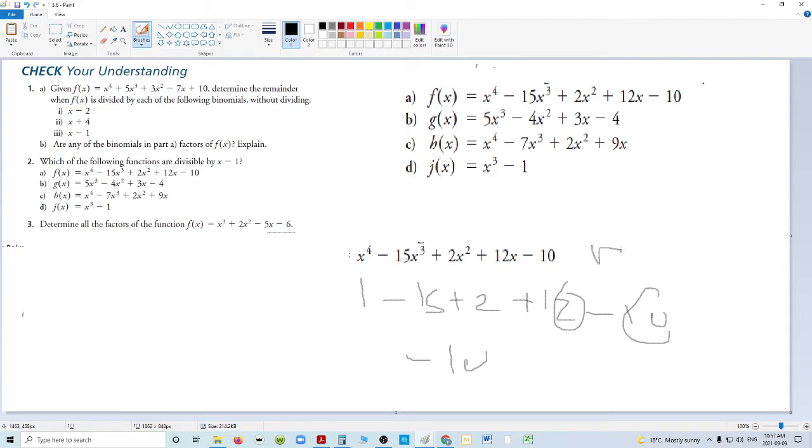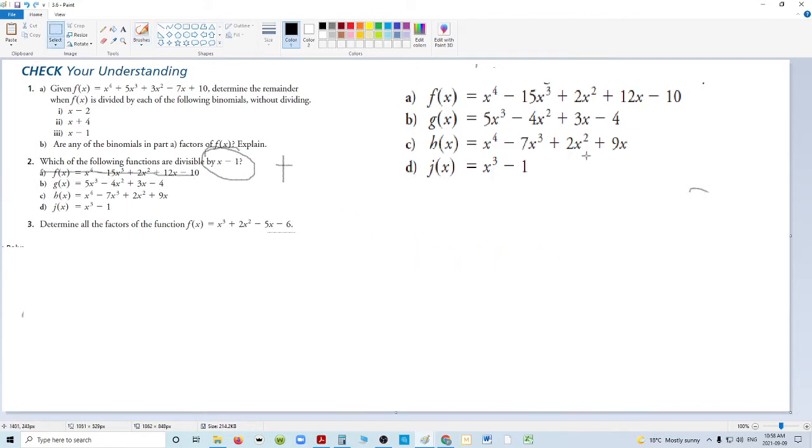So that means the remainder is minus 10 when x is 1, which is what they ask us to do when they give us the factor like this. You're putting in the root to the equation. So we discover the remainder is not 0, therefore that one is not a factor. Go to the next one.